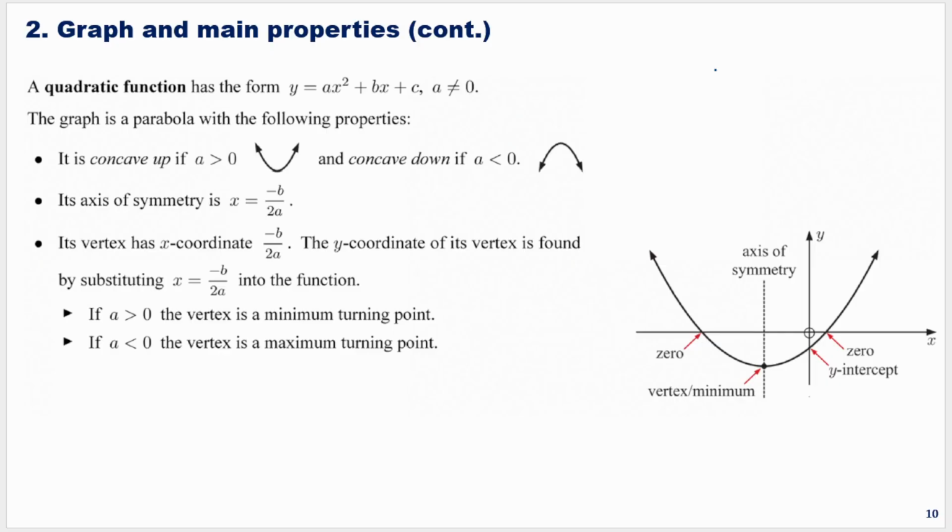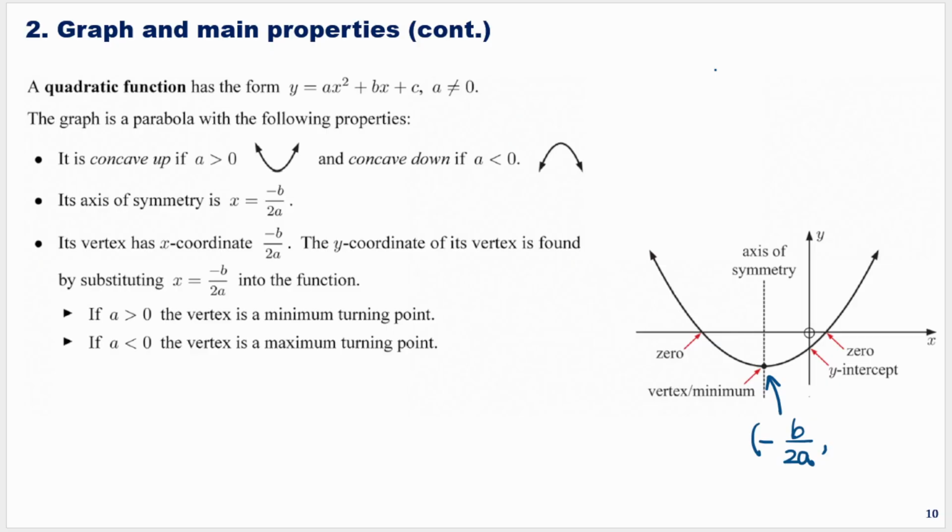And have you learned axis of symmetry? It's actually also symmetrical about this line, right? And this line has this equation, x equals negative b over 2a. That's also the x coordinate of the vertex here, negative b over 2a.